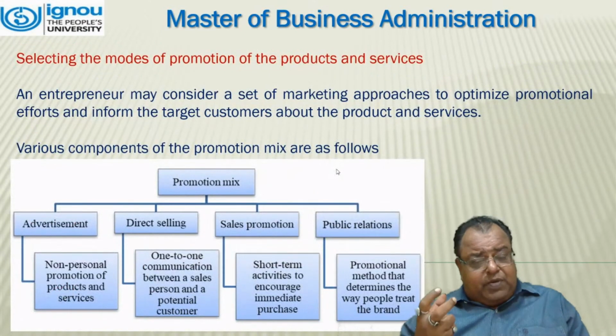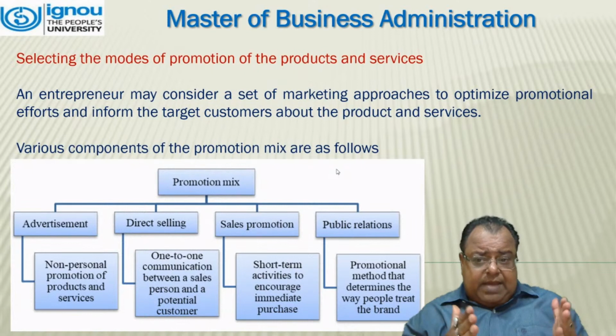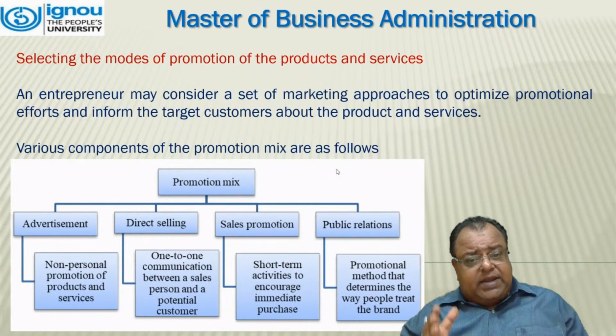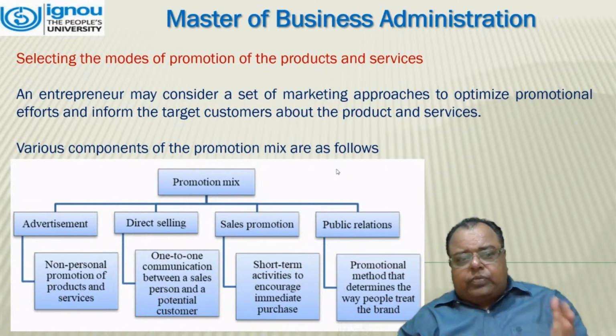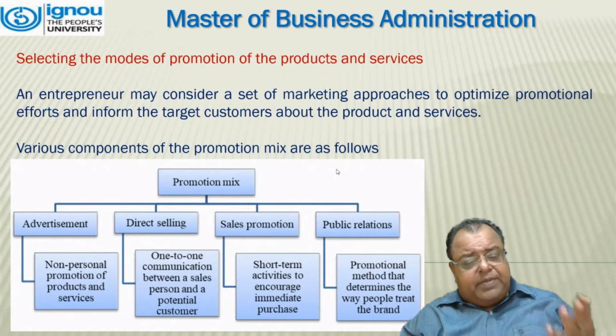Selecting the modes of promotion of the product and services. An entrepreneur may consider a set of marketing approaches to optimize promotional efforts and inform the target customers about the product and services. Various components of the promotion mix are: the promotion mix consists of four elements: advertisement, direct selling, sales promotion, and public relations.